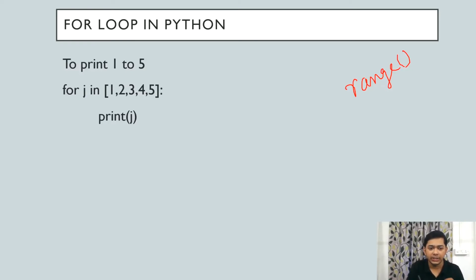This j you can write in capital letter, there will be no problem. If you write it capital, here also you need to write it in capital. print must be in small letter, already you know this one. These things you must write in small letter. There must be a colon.